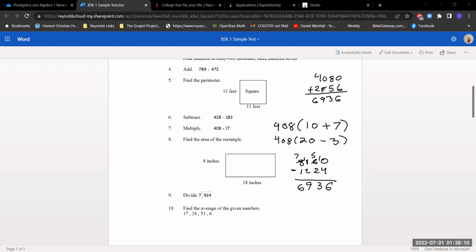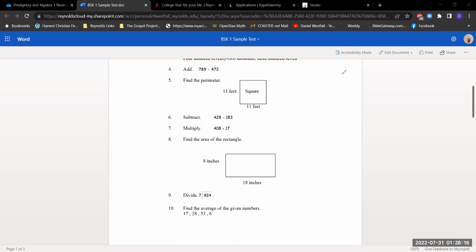But all 3 ways we got 6936. They're all correct. It's one of the fun things about math that you can use many different ways that are correct to solve a problem like that. If you can think of a different way, maybe you can come and show us in Math Central.